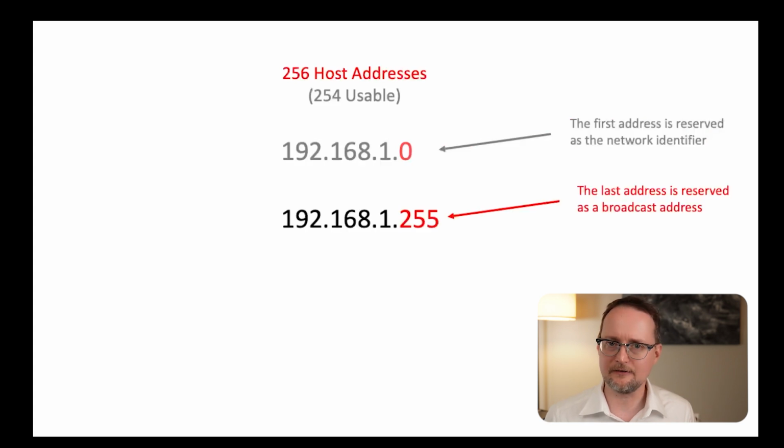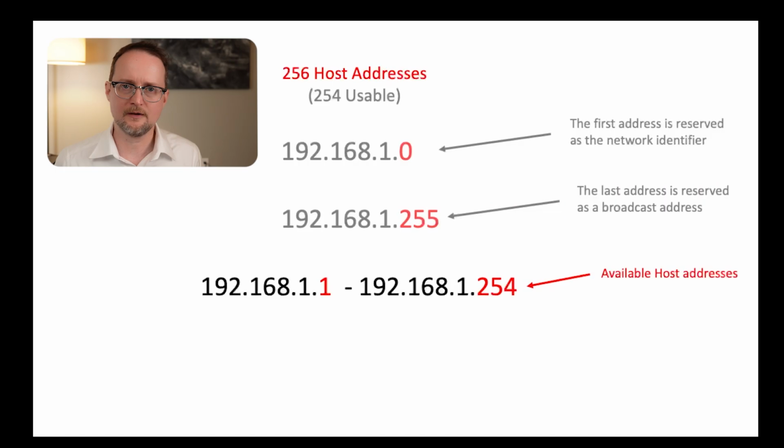The last address can't be assigned to a host either. It's used as a broadcast, which is similar to a broadcast in Layer 2. This is a special address that allows us to send a request to all the machines on a particular network. So that leaves us with 254 available addresses that we can assign to host machines.